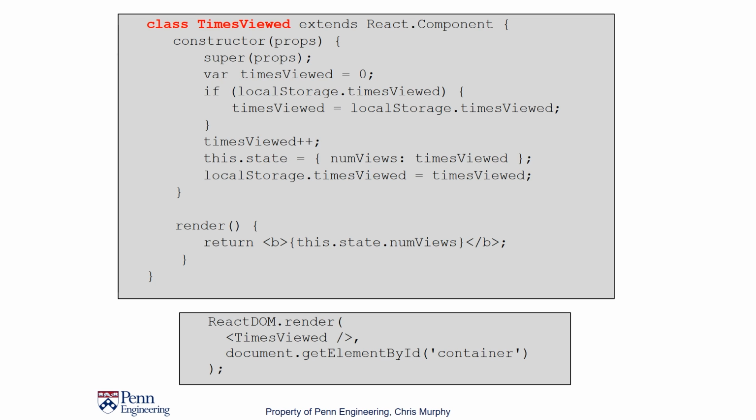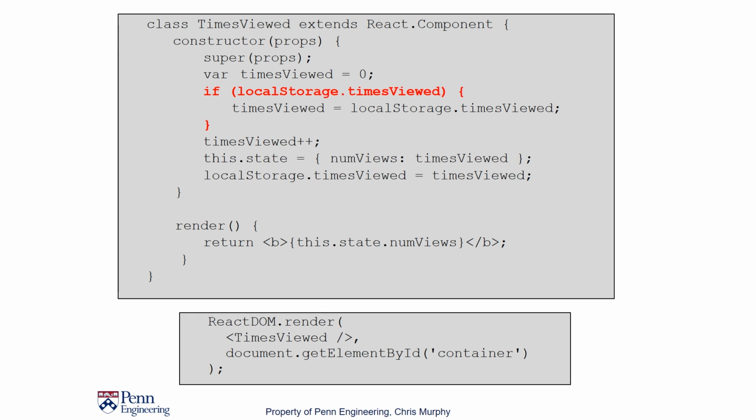We create a component called timesViewed, and it will have a constructor. The constructor, as I mentioned, is the function that's called when this component or object is created. Now, the arguments to the constructor are the props, and we'll need to pass those to the superclass constructor using this notation, superProps. Then we'll initialize a variable called timesViewed to 0, and then we'll look in local storage. You may remember last week when we started talking about JavaScript in HTML that local storage was a way of storing values in between accesses to a web page.